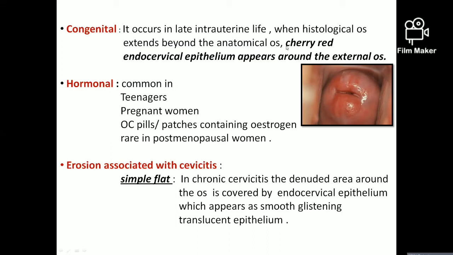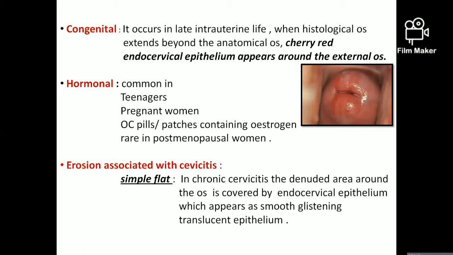So we see the cherry red endocervical epithelium which appears around the external os in newborn girls. We can see the reddened appearance at the external os. This is the cervix, this is the external os, this is the internal. The external part we can call the ectocervix, and the internal, the endocervix. We'll see in our next slide how the change takes place. But congenital erosion regresses on its own.